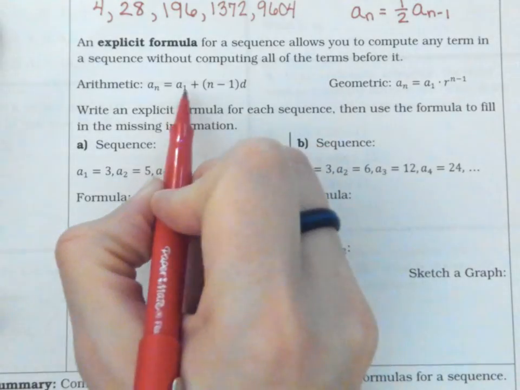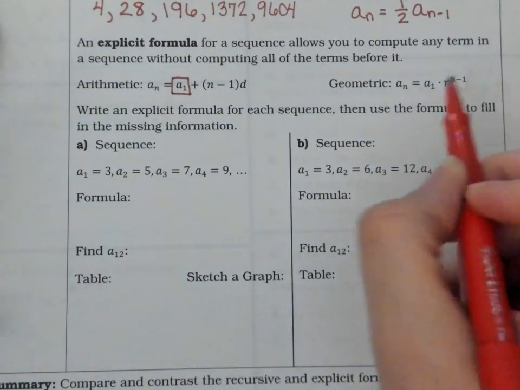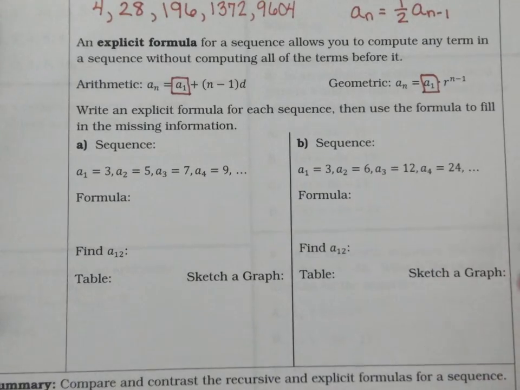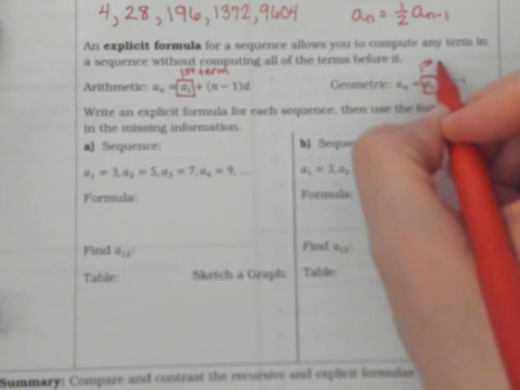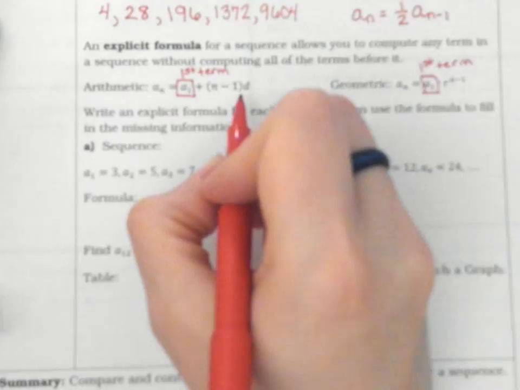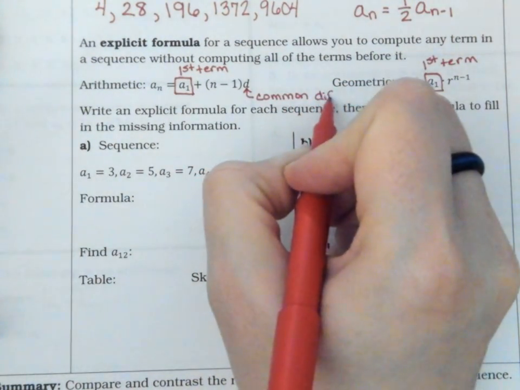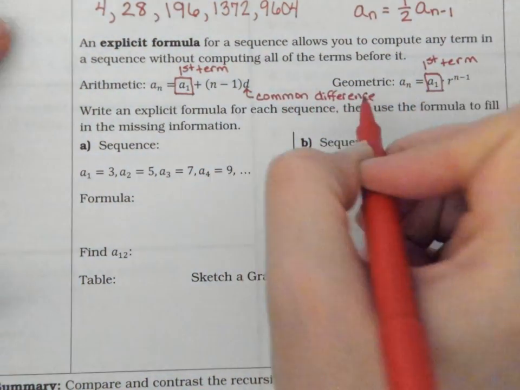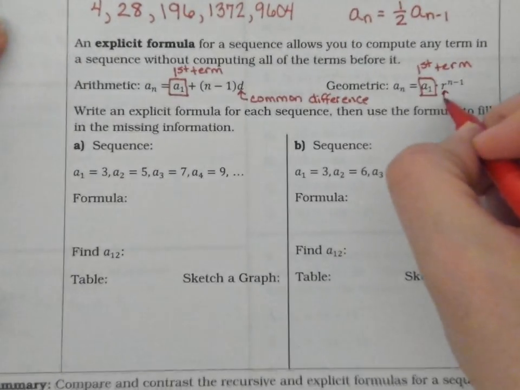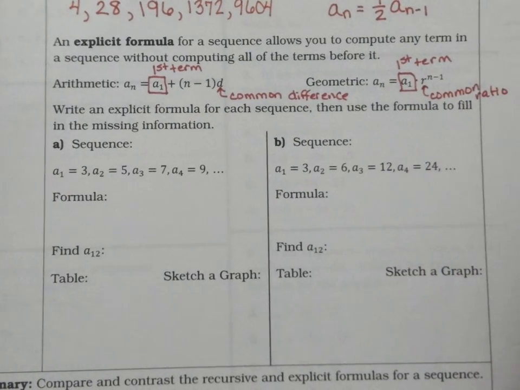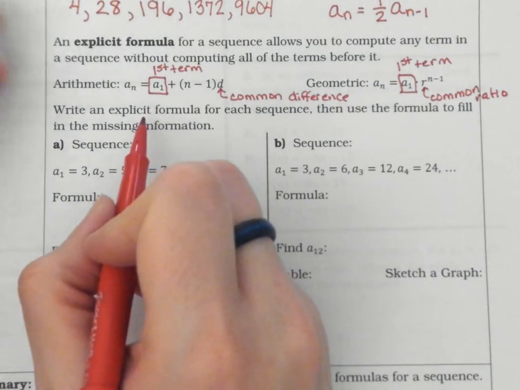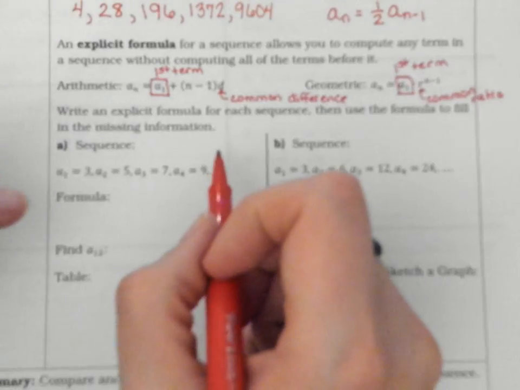Anytime you see this a sub 1 on both formulas, that means you have to put the first term in your formula. This means your first term. And the d here was your common difference. And the r is your common ratio. And so we're just going to use this information. I will give you these formulas for this one.